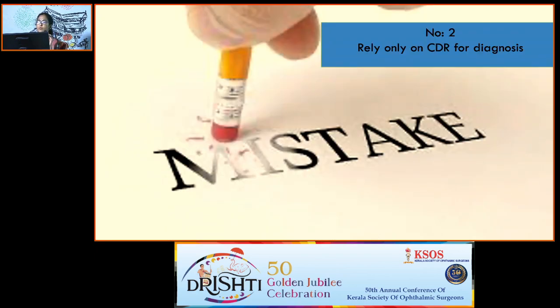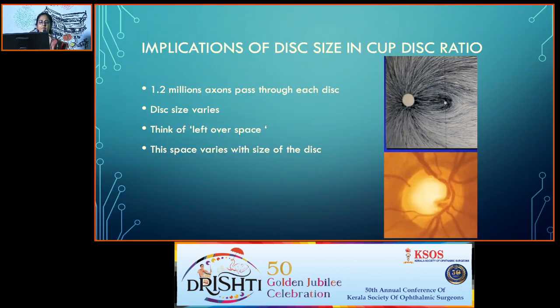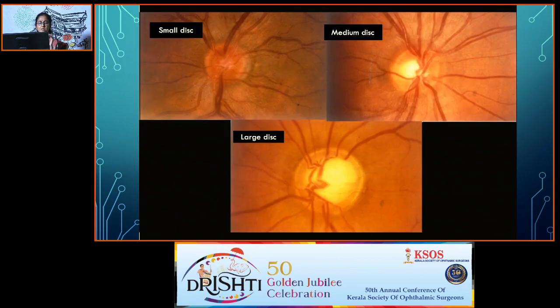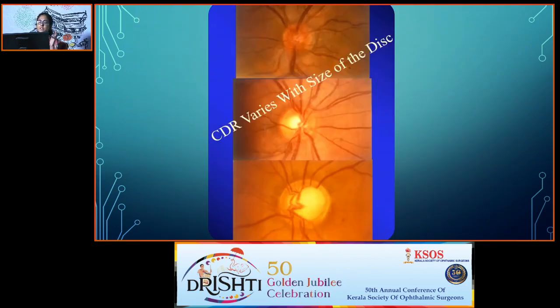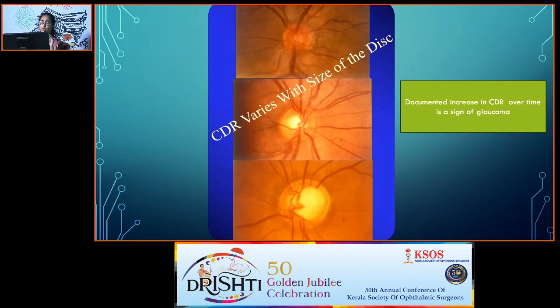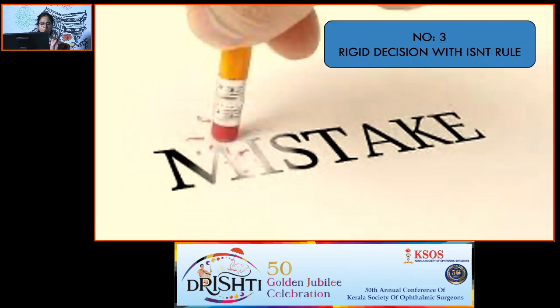Mistake number two, you rely only on CDR for diagnosis. You know that 1.2 million axons pass through each disc, but the disc size varies. Think of the leftover space. The space varies with the size of the disc. In a small disc, the cup will be smaller. In a medium disc, the cup will be medium, and in a large disc, it is large. So it varies with the size of the disc. What is important is the documented increase in the CDR, cup disc ratio, over time. That is a sign of glaucoma.